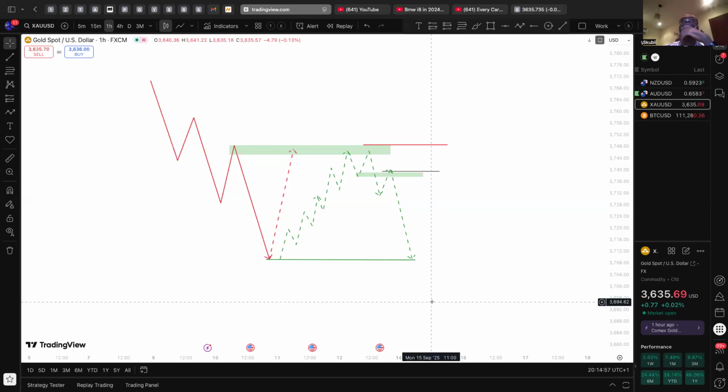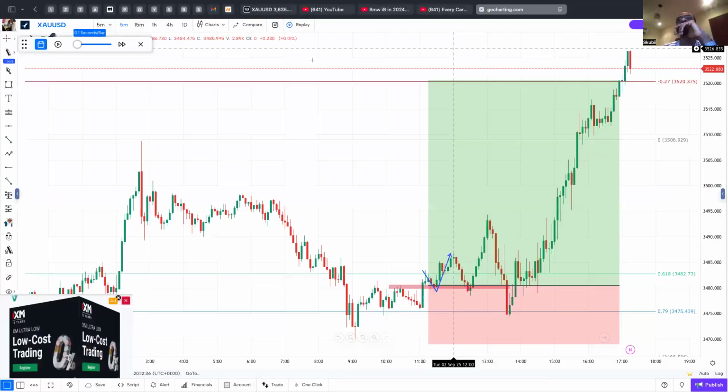Okay, so let's continue. Let's look at an example. So the key thing here is once price taps your zone on the 1 hour time frame, you drop to your 5 minutes time frame to look for a reversal. So now let's go to our chart and see if we can get a couple of examples.